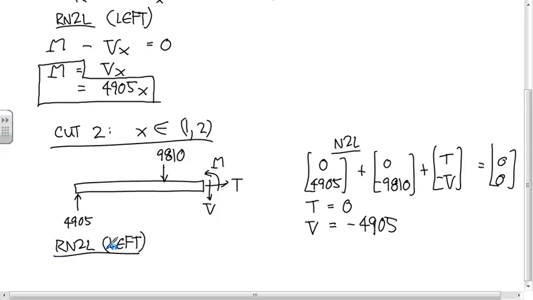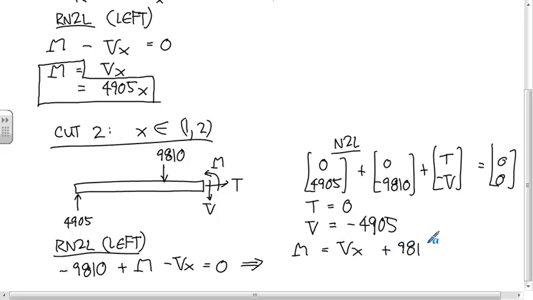And the moment equation, we have a clockwise moment of 9810 times 1, so negative 9810 plus M minus Vx is equal to 0. And so the bending moment is equal to Vx plus 9810. So negative 4905x plus 9810.